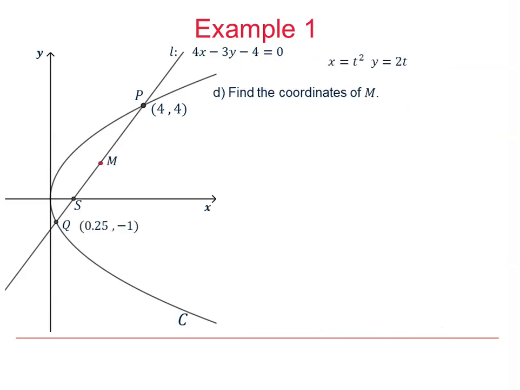The final part of the question is asking us to find the coordinates of M, which is the midpoint between P and Q. Well, the midpoint is very easy to do, isn't it? You simply add together the values of the coordinates and divide by 2. So there it is, x is equal to 2.125 and y is equal to 1.5.